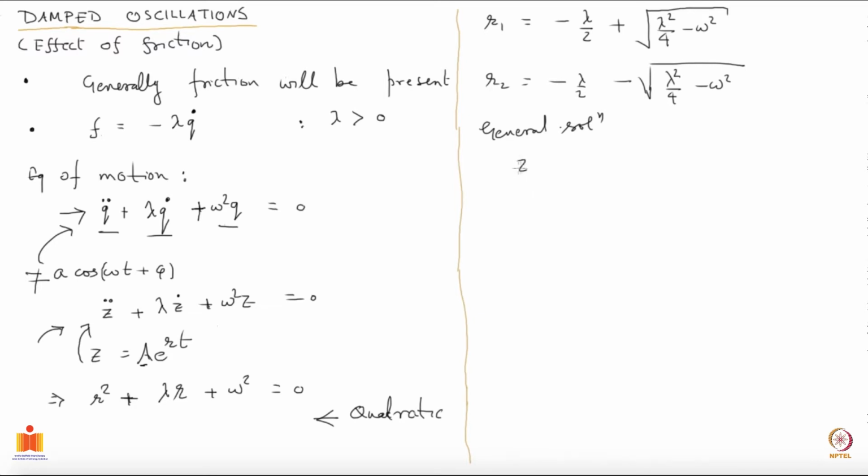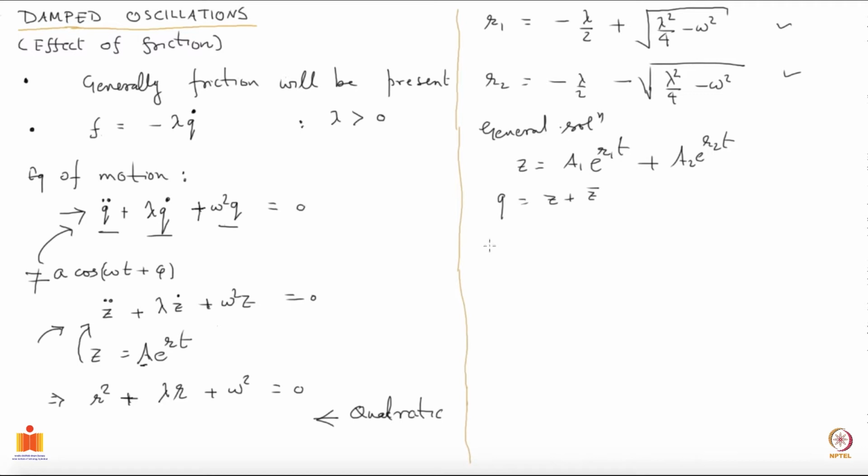Your z will be some constant a1 r1t plus a2 r2t. a1 and a2 are also complex, and to get my q I should just take the real part, which is the same as taking z and z bar and adding them up. Now there are three possibilities as far as the roots are concerned. The argument of the square root could be positive, negative, or 0. So let's look at these three possibilities in turn.